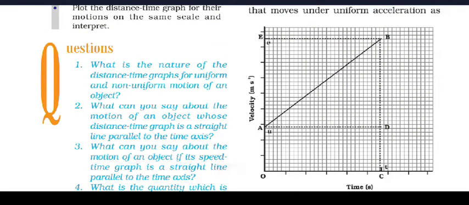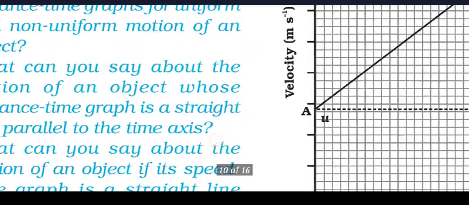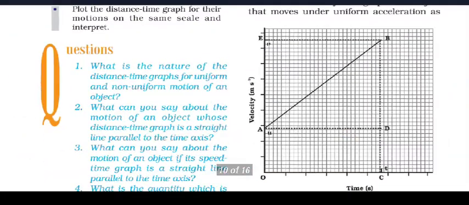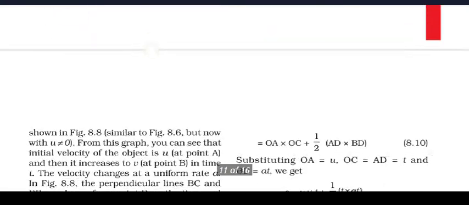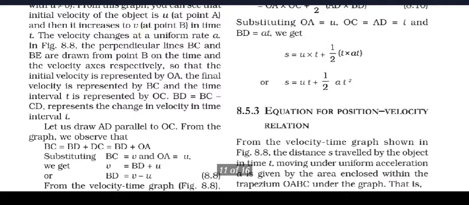So we can just say that BC is equal to BD plus DC. Okay, BC is equal to BD plus DC. I hope you are getting it. Or we can say that this DC is parallel to OA.